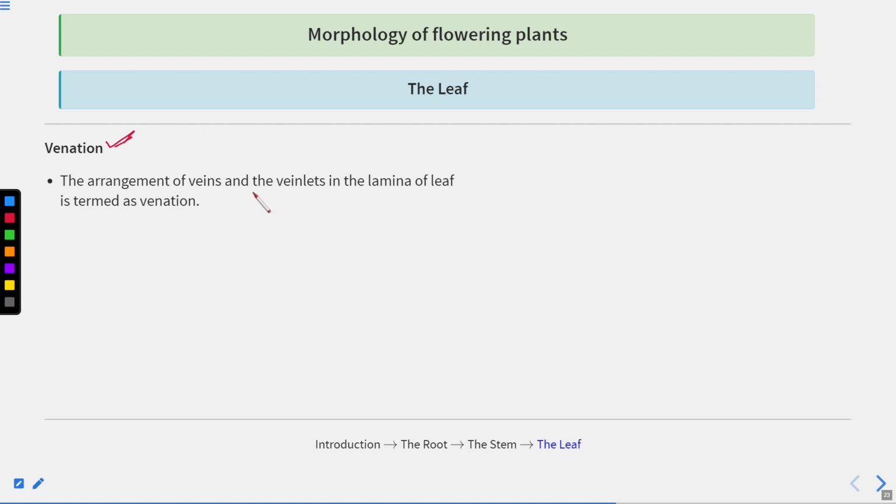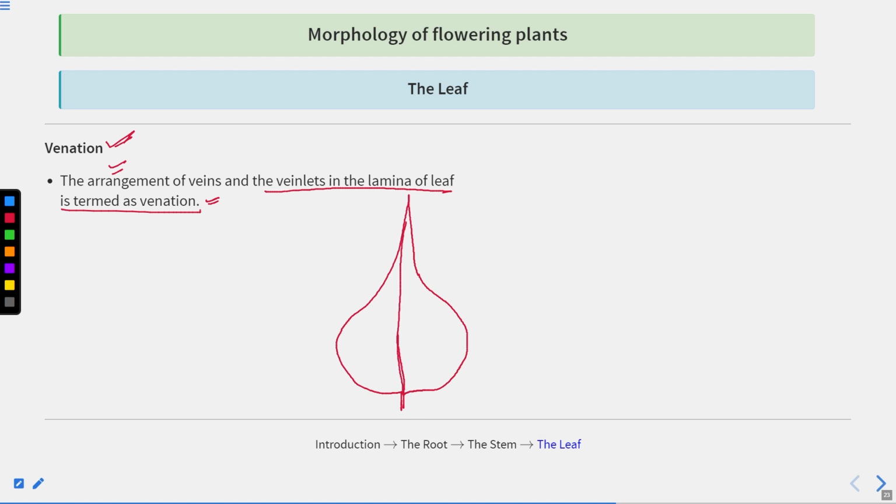Venation. The arrangement of veins and veinlets in the lamina of the leaf is termed venation. This is a very important part of the leaf. So if you see the dicot, I'm just drawing a dicot here. A dicot leaf is somewhat like this. It is not very long. So this is the midrib. Now it gives rise to many veins, and these veins give rise to numerous veinlets like this.